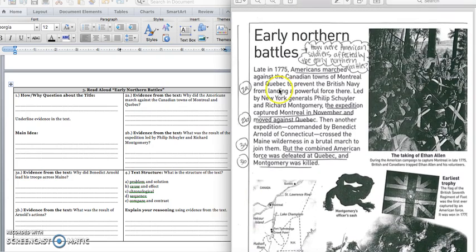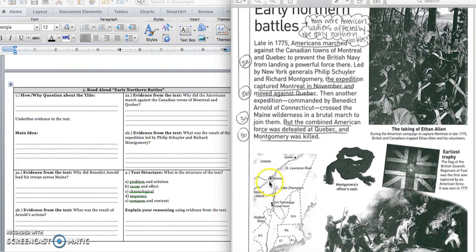All right, so for our main idea, how were the American soldiers affected by early northern battles? We know that they marched to Quebec, and they were able to capture Montreal on their way to Quebec. And if you look at this map, Montreal's here and Quebec is farther north. So the colonists were able to capture Montreal before moving to Quebec. So that is a battle that they won. But then another group of colonists crossed Maine and met them at Quebec, and they fought together against the British, but they lost at Quebec.